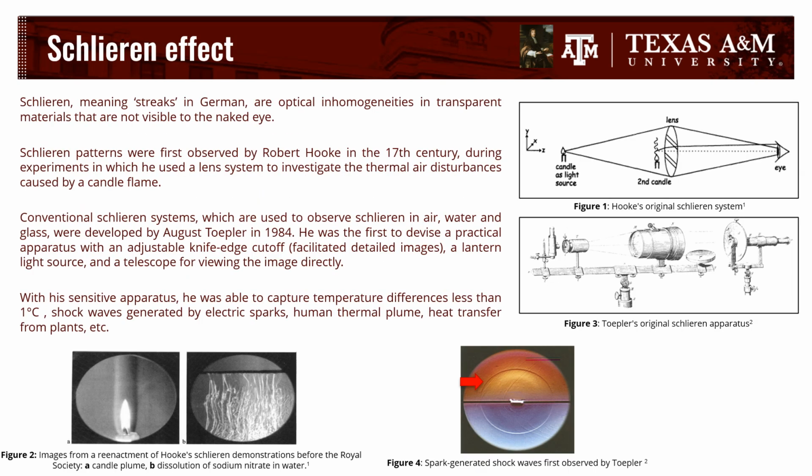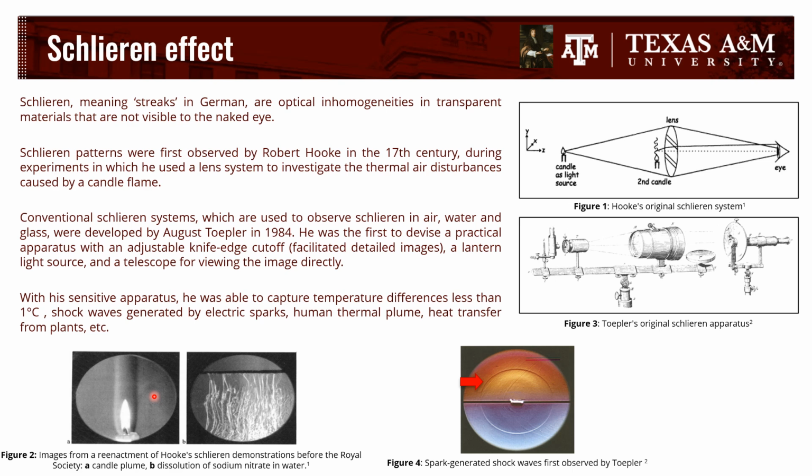Schlieren simply means streaks in German. They are optical inhomogeneities in transparent materials which are not visible to the naked eye. Robert Hooke was the first person to observe this phenomenon in the 17th century, where he used this lens setup to image the thermal air disturbances caused by a candle flame as seen below. He was able to differentiate the laminar and the turbulent regions of a candle flame.